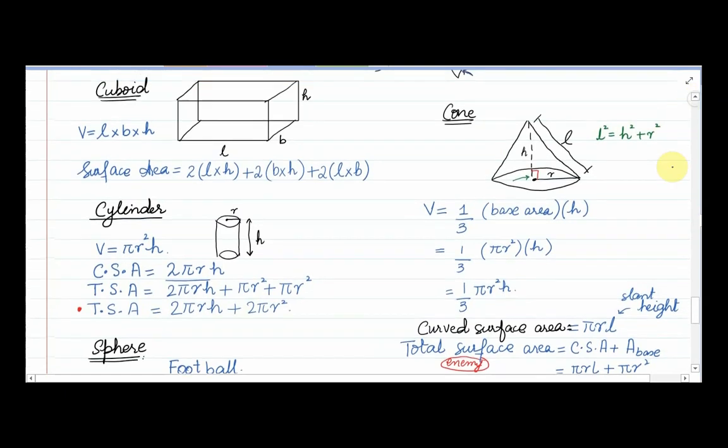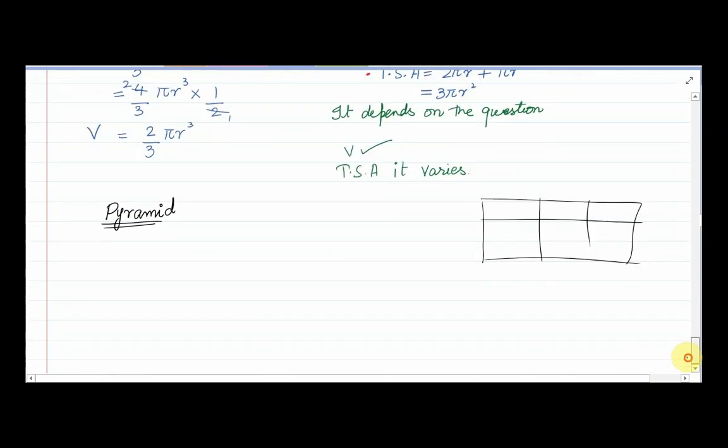So in today's class, we discussed in detail the 2D and the 3D shapes. In 2D, we just find the area and perimeter, and in 3D shapes, we find the volume and surface area, right? Inshallah, in the next class, we are going to continue with the pyramid. Till then, it will be good if you learn all the working formulas.